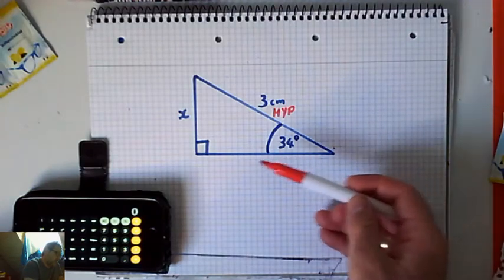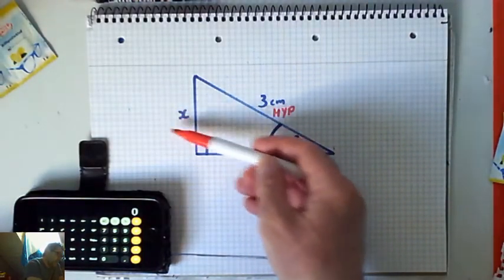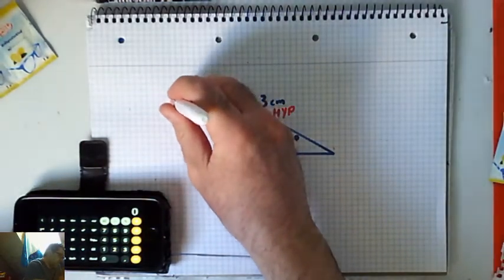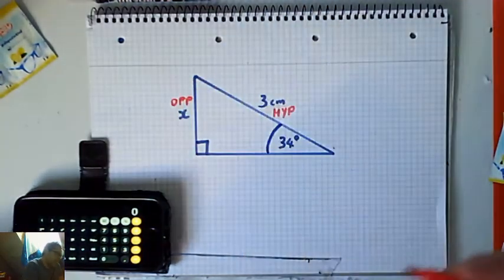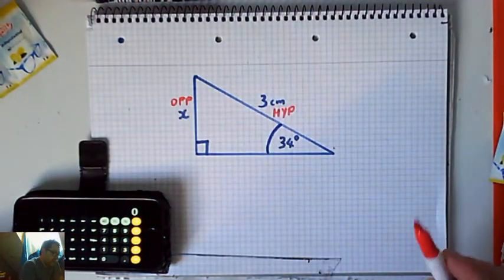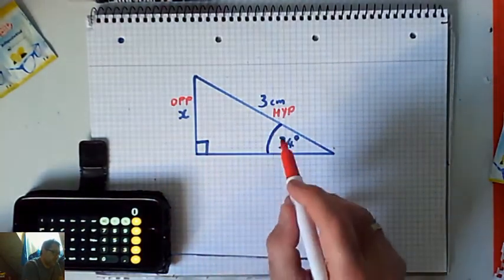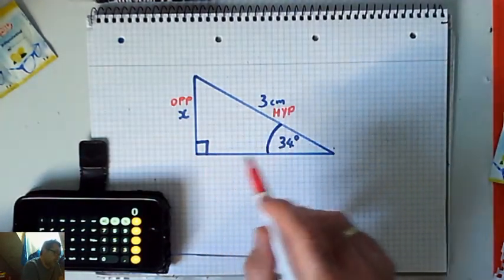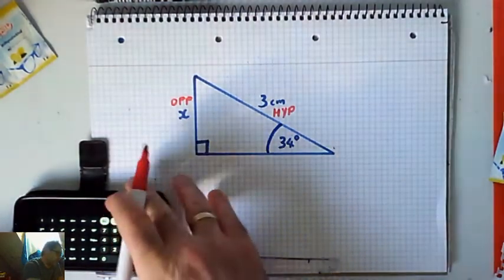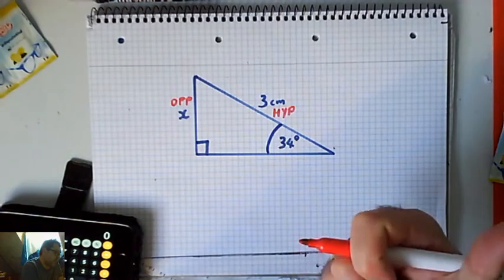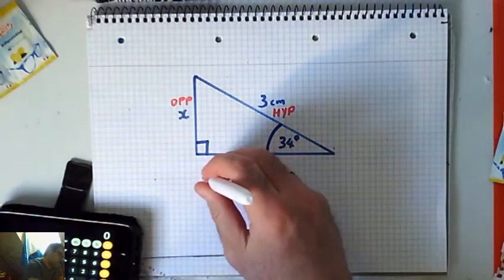Now meanwhile, the x that we're trying to find out is opposite to the 34-degree angle. So I'm going to label that as op for opposite. We've got a triangle where there are two pieces of information, one that we've got, one that we're trying to find out, and it involves the opposite and hypotenuse. So we need to remember our trig ratios, and which one involves opposite and hypotenuse. So that's sine.